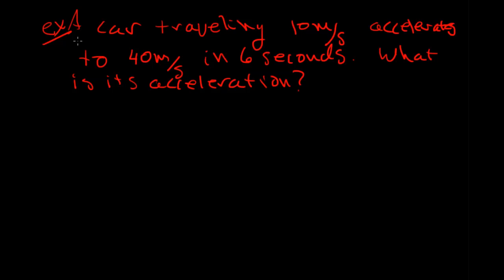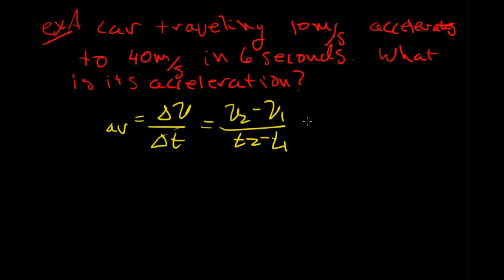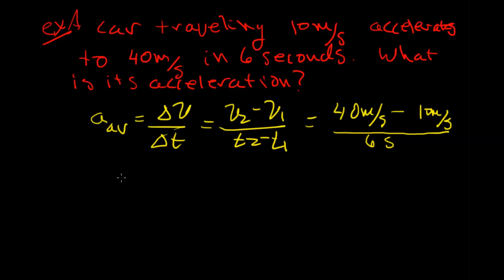So let's do an example here. This is a car traveling at 10 meters per second and accelerates to 40 meters per second in 6 seconds. And we're going to assume it does that acceleration at a constant rate, or we're just going to say, what's its average acceleration, right? And so we can say A average is equal to delta V over delta T, which is just V2 minus V1 over T2 minus T1, right? And that's just 40 meters per second minus 10 meters per second all over 6 seconds, we just assume it started at t equals 0, right? And so we can say this should be its acceleration. And so A average is just 30 meters per second over 6 seconds. Or we can say 5 meters per second.